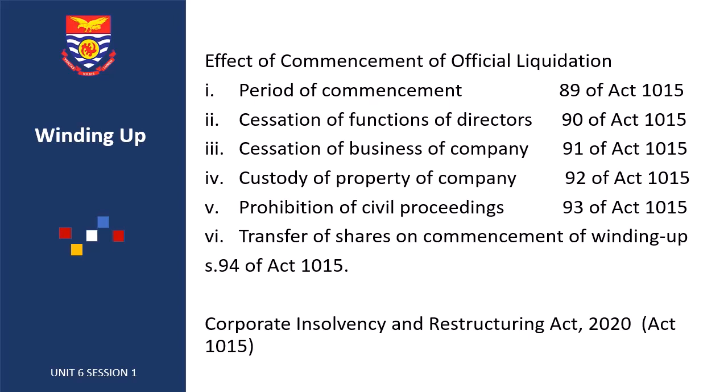Now you should know that we have two types of liquidation: official liquidation and private liquidation. Official liquidation deals with a situation whereby a company is not able to pay its liabilities and is forced to wind up. With private liquidation, the company is solvent yet it wants to wind up. We will discuss those in subsequent sessions.